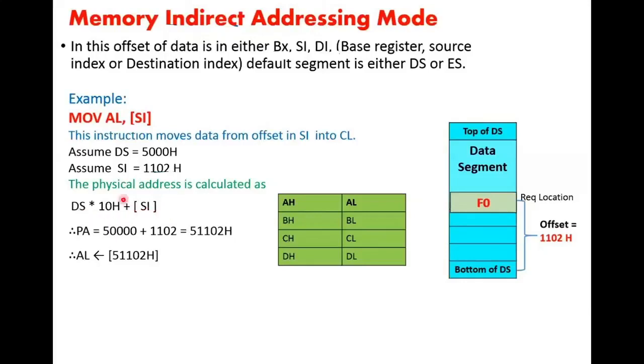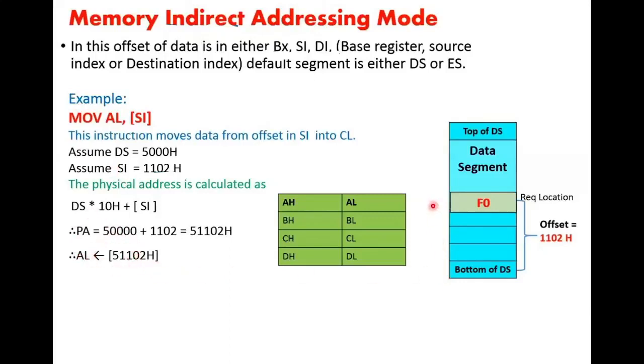So segment address 5000 into 10 becomes 50000, plus offset 1102. Add these values and you will get the physical address, that is 51102. In this location, 8-bit data is there. That 8-bit data I am going to move from here to AL. The move instruction is just like a copy paste.